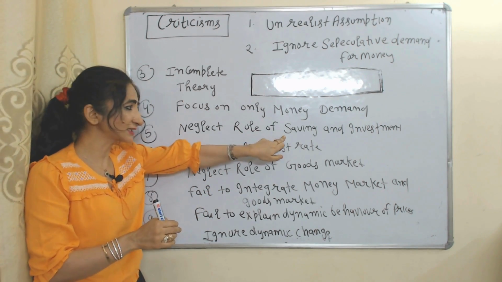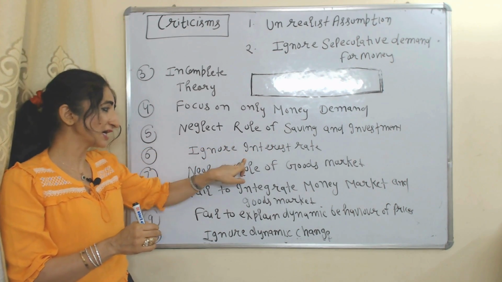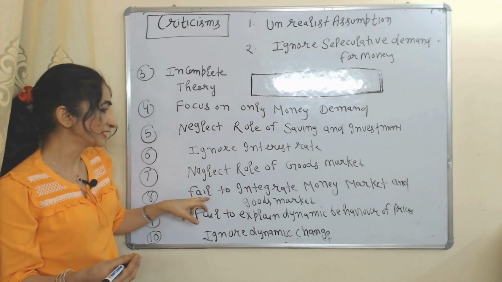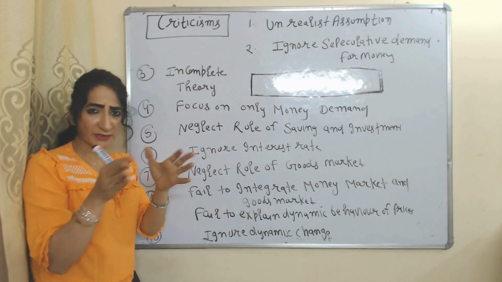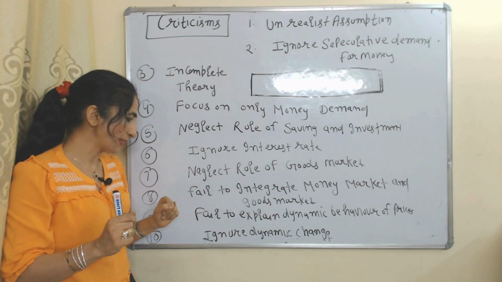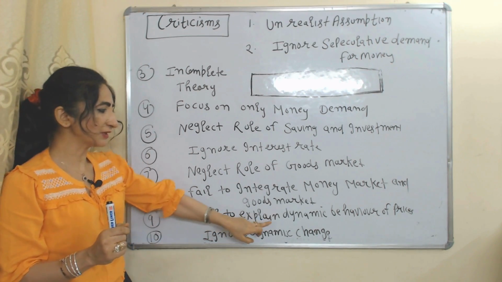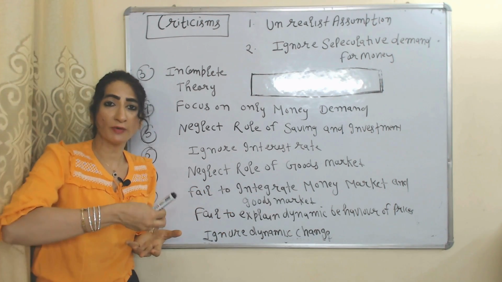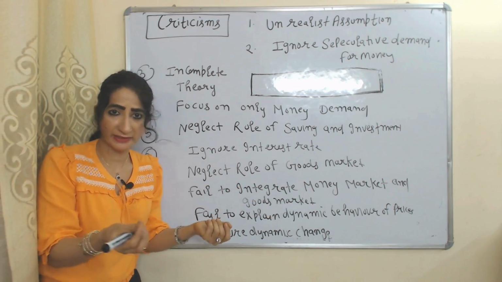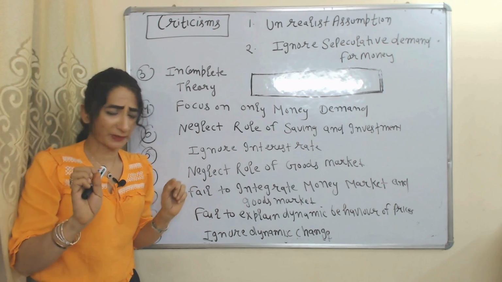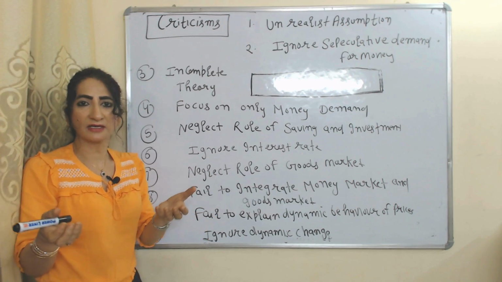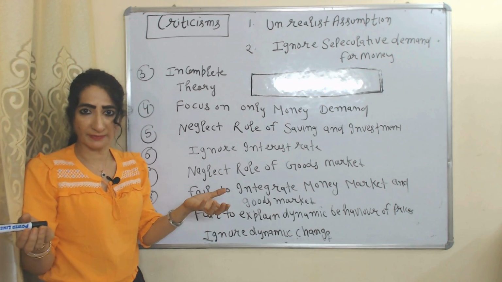This theory neglects the role of saving and investment, neglects the role of interest rate, neglects the role of the goods market, and fails to integrate the money market and the goods market. This theory failed to explain the dynamic behavior of prices. As we know, prices fluctuate due to market conditions, but this theory doesn't explain this. This theory ignores dynamic changes like consumer and investor optimism and pessimism.